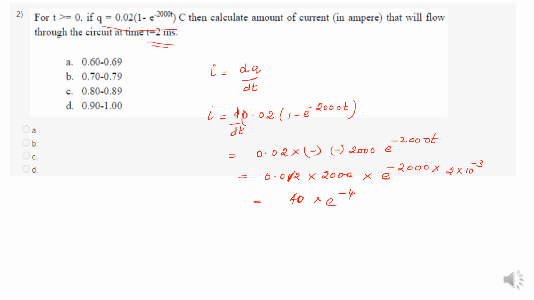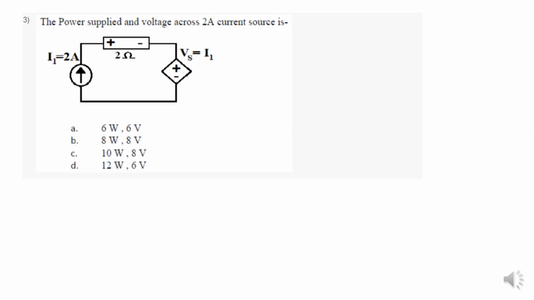So what is the answer now? What is e power minus 4? I have to use the calculator and find out the answer. E power minus 4 is 0.0183. Okay, that is multiplied with 40. That gives the answer 0.732. That is the current in ampere. So B is the correct answer.